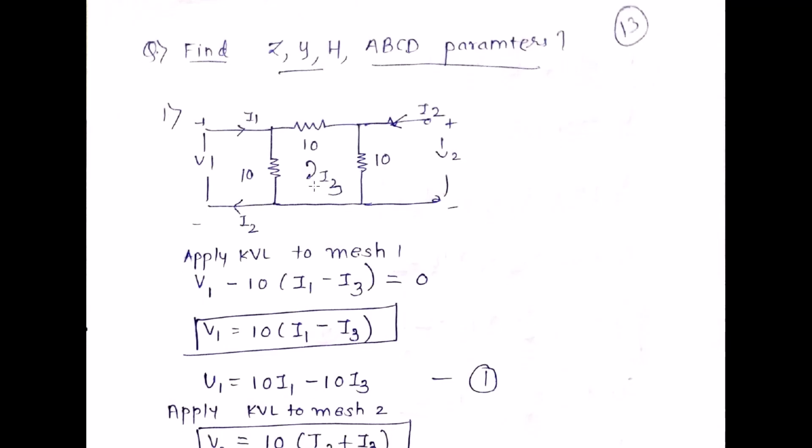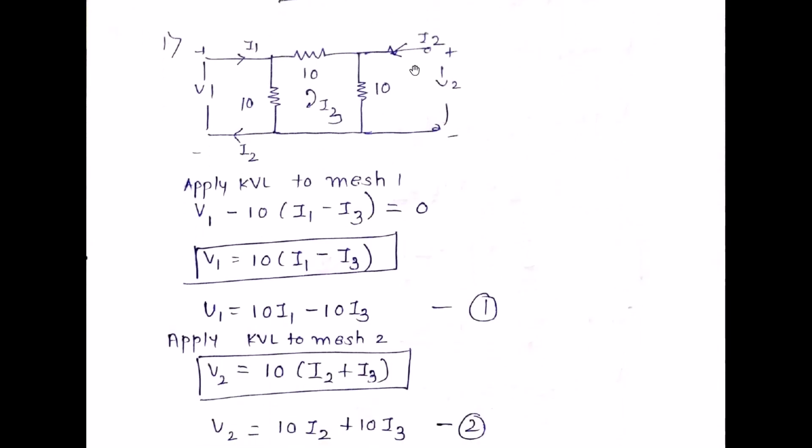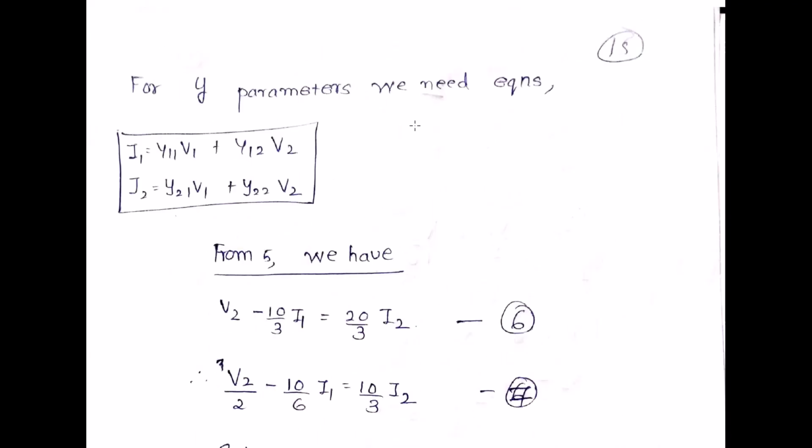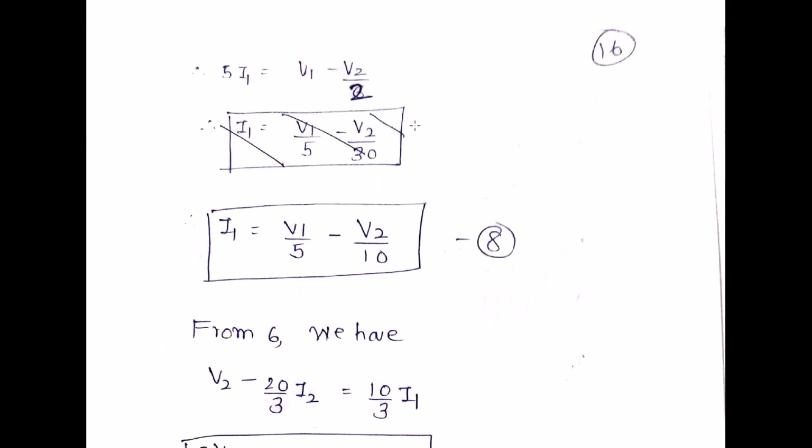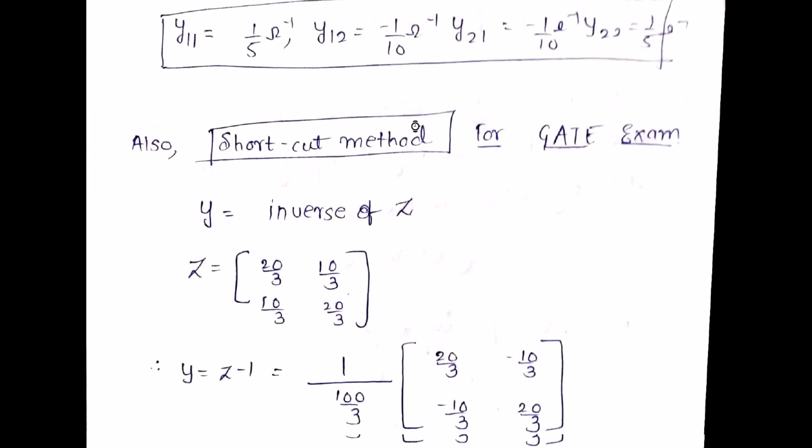So if you look at this particular network, this network will be given to you. You have to identify where is V1, V2, where is I1, I2. Once these two particular parameters are identified, apply simple KVL in all the meshes, and please try to compare it with the standard equations. That is the Z parameter equation and the Y parameter equation. Once you get those particular equations, you will get the Z and the Y parameters.